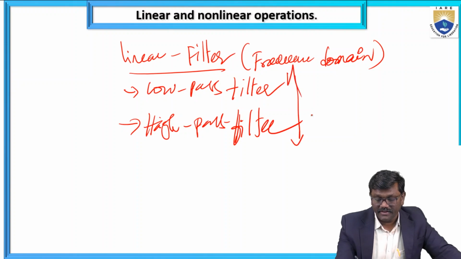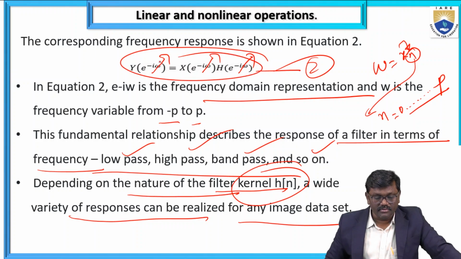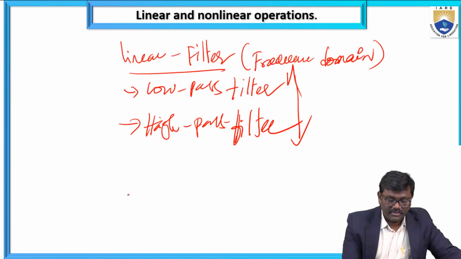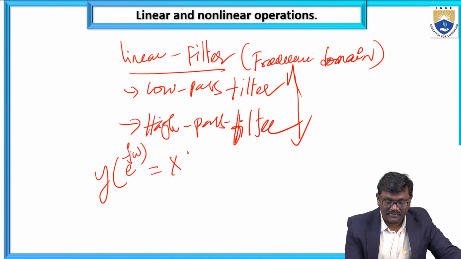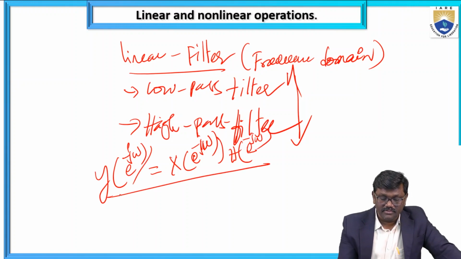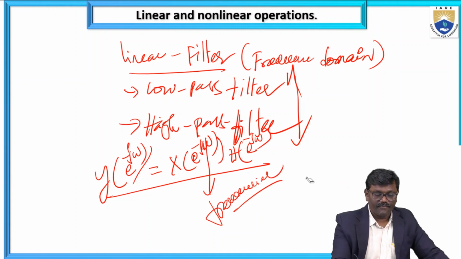What is the difference here? We have an equation here, this one. What does this equation say? The equation is Y of e to the power of j omega, a frequency component which varies with the omega values, equals X of e to the power of minus j omega into H of e to the power of j omega. So it obeys this; this component of the frequency varies. Frequencies vary.